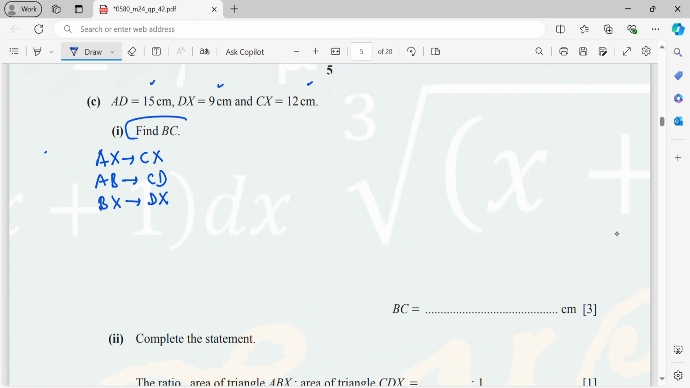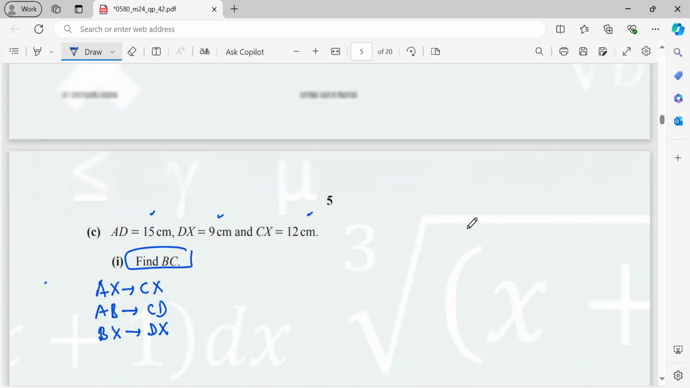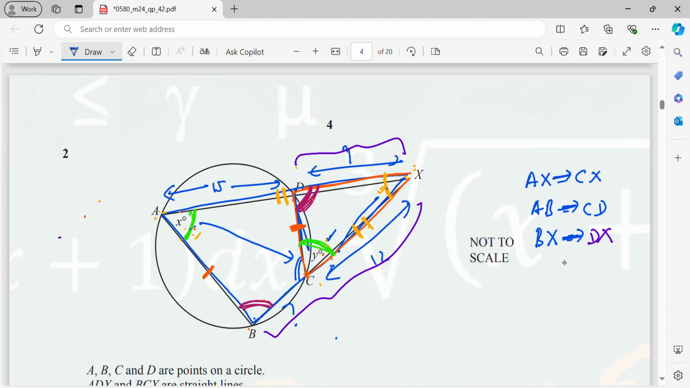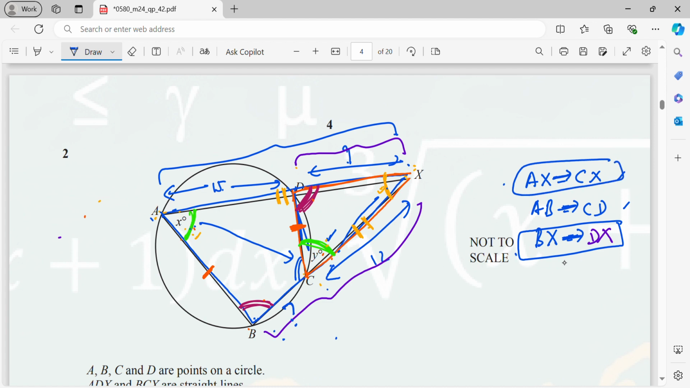And now you need to calculate BC. To get the BC, look at the diagram. BC, the question mark here, is part of the BX. So I will use these corresponding lengths and any one of these. Now I have to check. Because the AB is not given the length, you are given the AD and DX. So it means that I know what my AX is, which is 15 plus 9. So I will be using these two sides to get the BC later on.